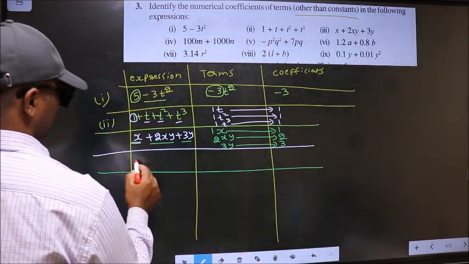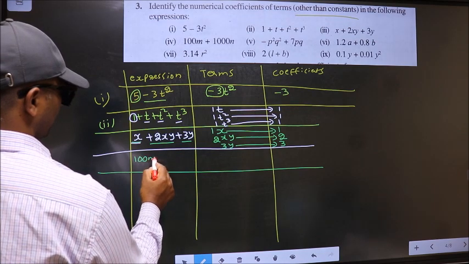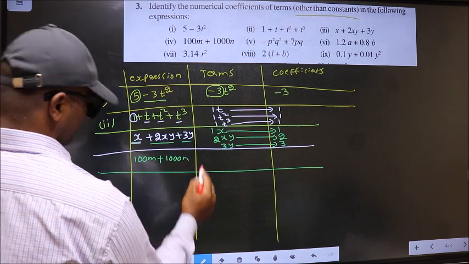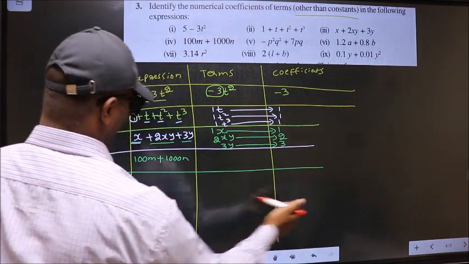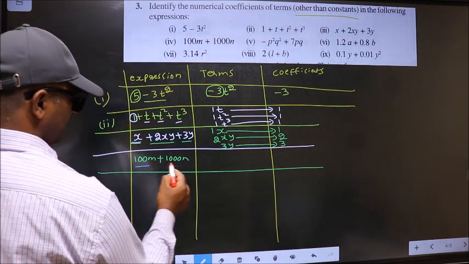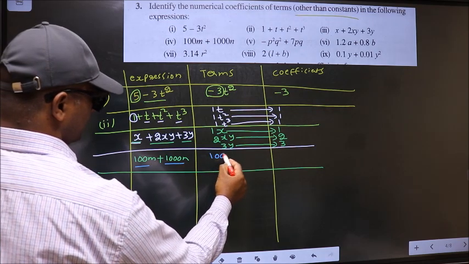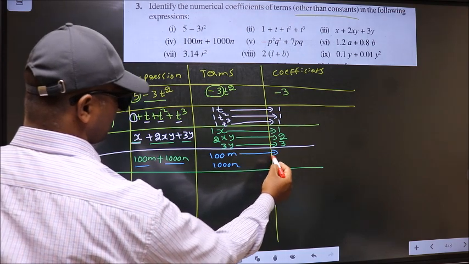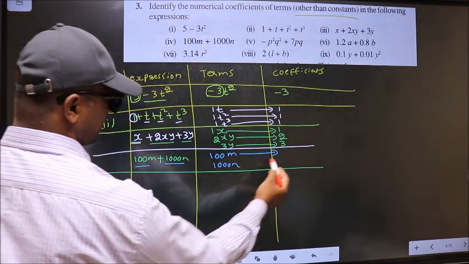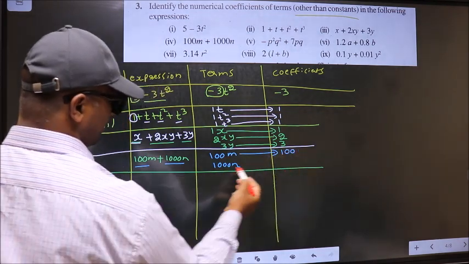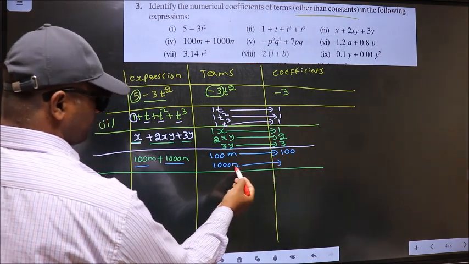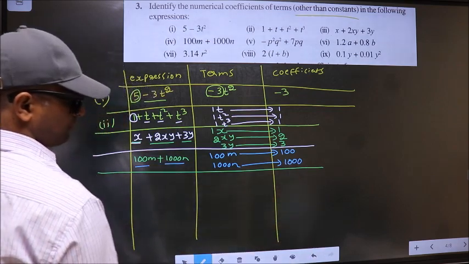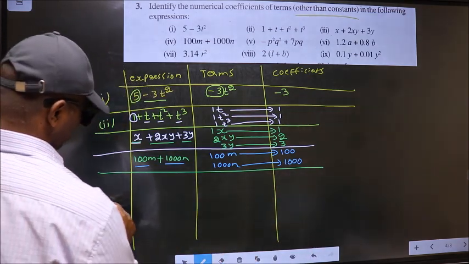Next, the fourth one: 100m plus 1000n. Here the terms are 100m and 1000n. Now the coefficient is the number before the letter, that is 100, and here the number before the letter is 1000, so 1000 is the coefficient.